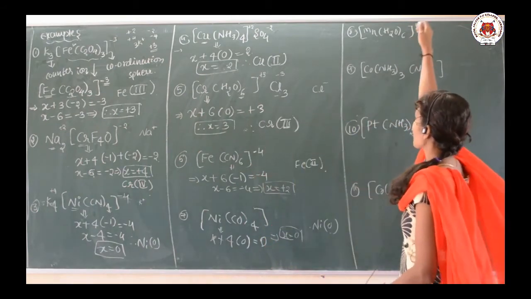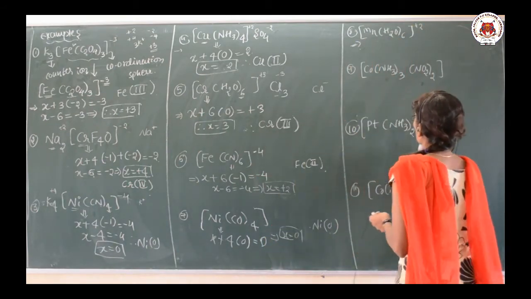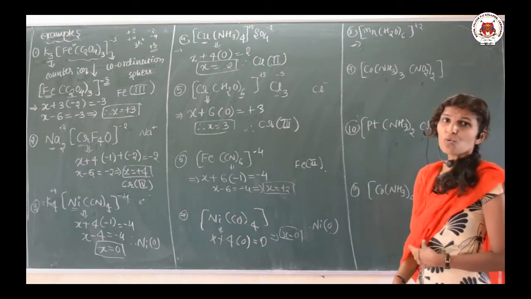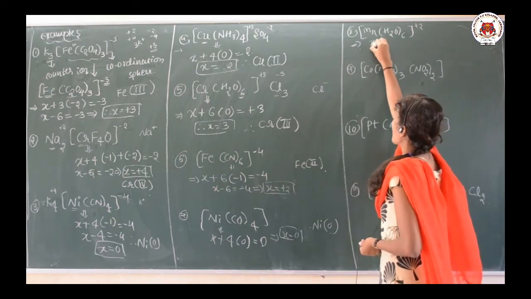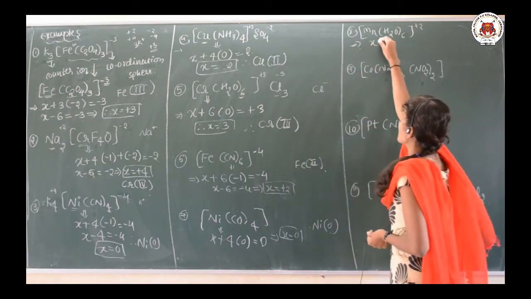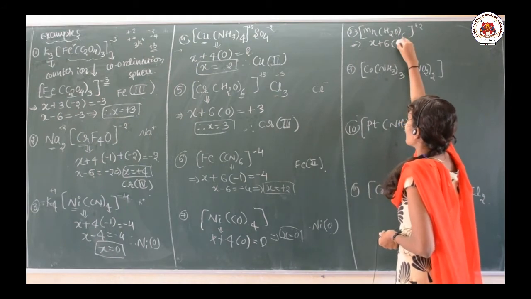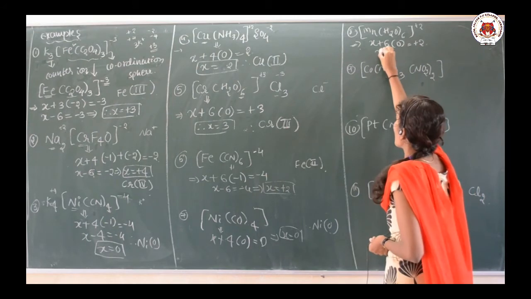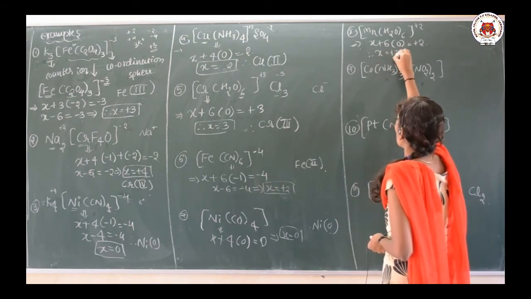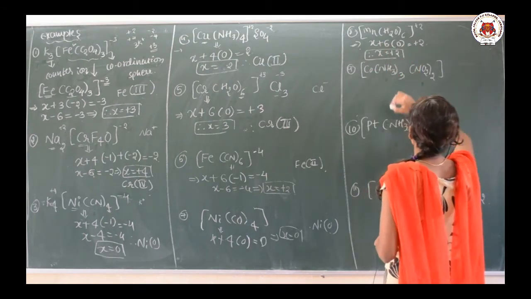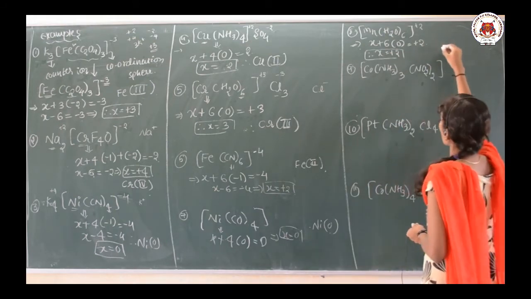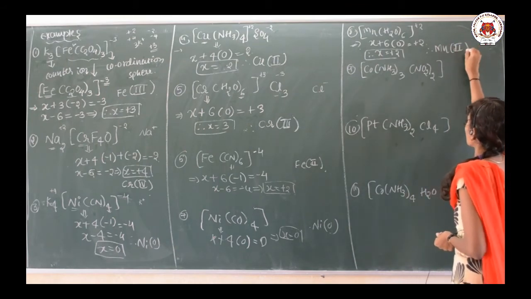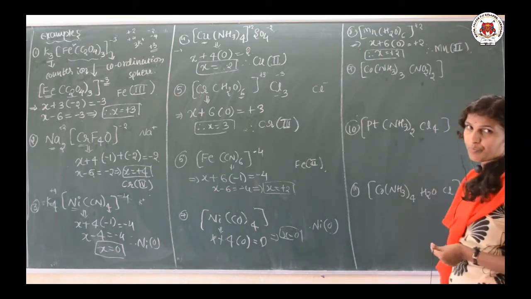Next, I hope you are getting what I am explaining here. Already they have given the complex ion itself, in the +2 form. So Mn I will keep as X plus 6 H2O, neutral, its charge is 0, which is equivalent to +2. Therefore X is equal to +2. It means Mn has the oxidation state +2.